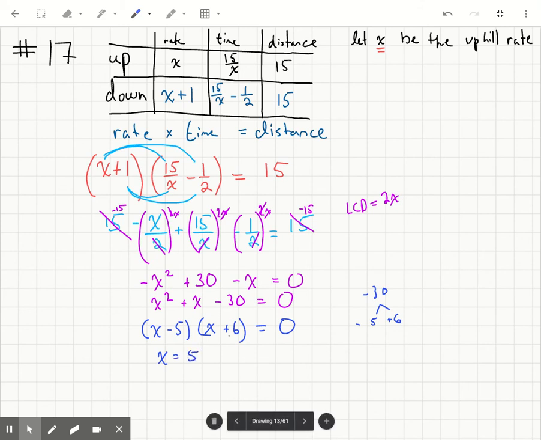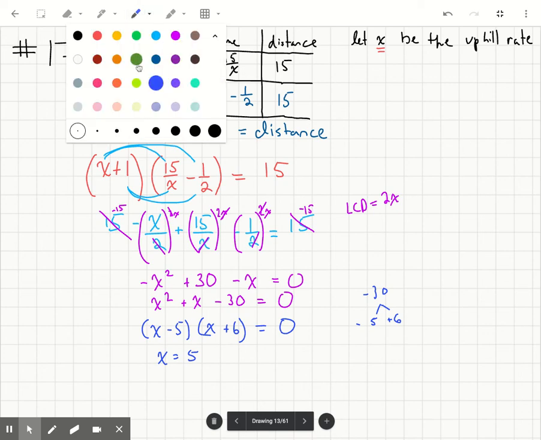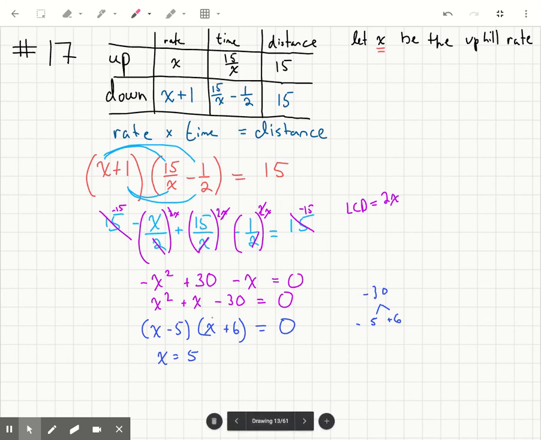Could x be negative 6? Can we go negative 6 kilometers per hour? No, that's not going to be. So forget about that one because we can't have a negative speed, right? So this is 5 kilometers per hour. And we said that that was the uphill rate. So this is up. So the downhill rate is going to be, we just add 1, so that'd be 6 kilometers per hour.